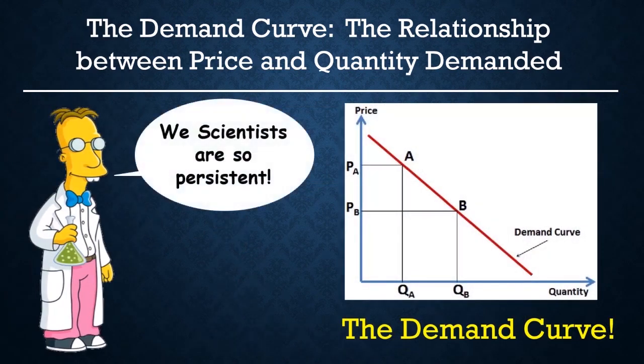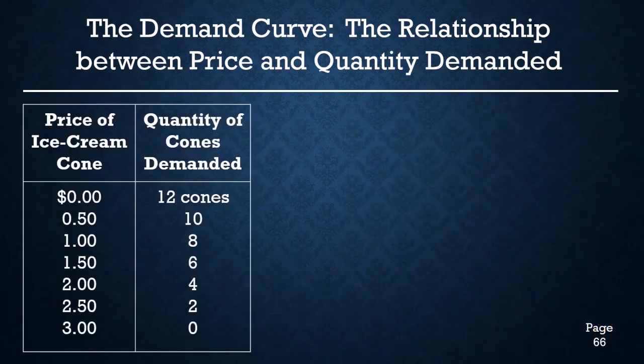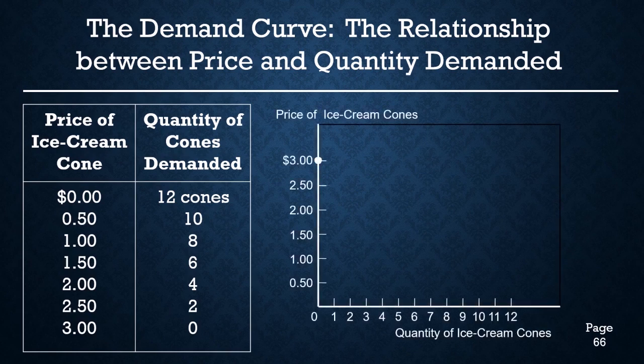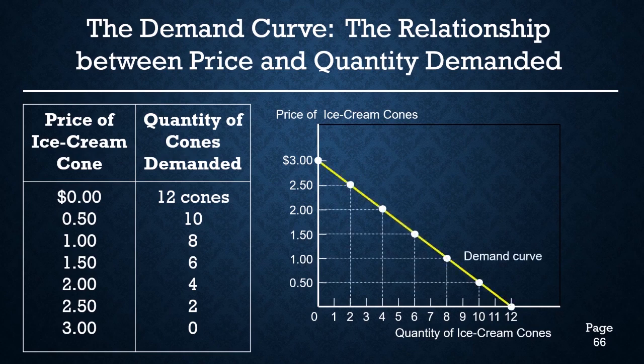So let's use your textbook example. Here is the demand schedule for the ice cream cones that I showed you just a few moments ago. With the price drawn on the vertical axis and quantity demanded represented on the horizontal axis, you can see how we can easily plug in the different values in the graph. A line is drawn to connect the data, easy peasy.